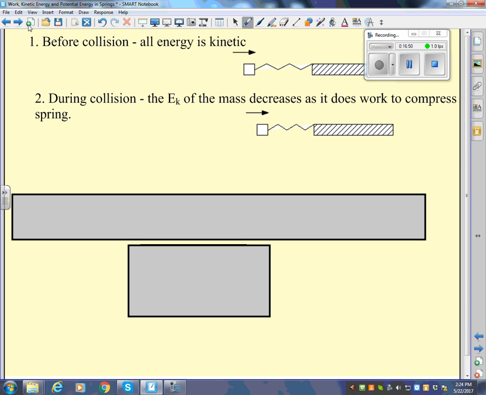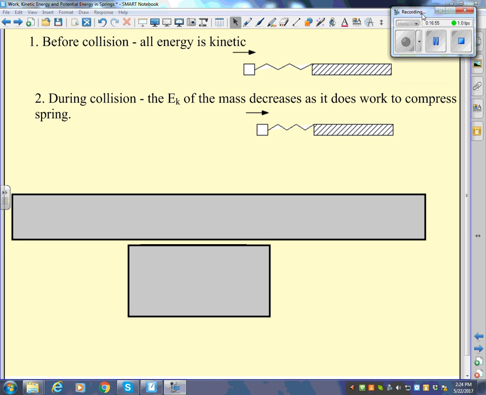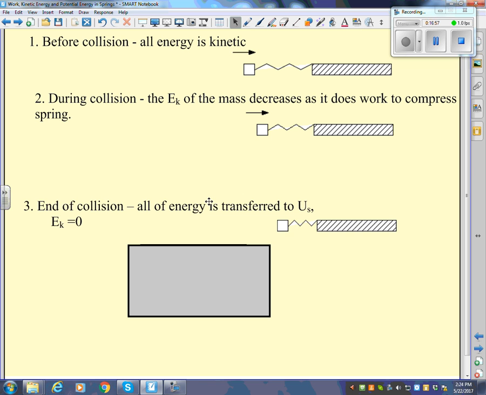Okay, this is just a review, a replay of what I had in the previous screen, just so we can compare it all together. What happens at the end? At the end of the collision, all of the energy is transferred to potential energy. This is now the end. You can see that the box is no longer moving. There's no arrow. The spring is even more compressed.